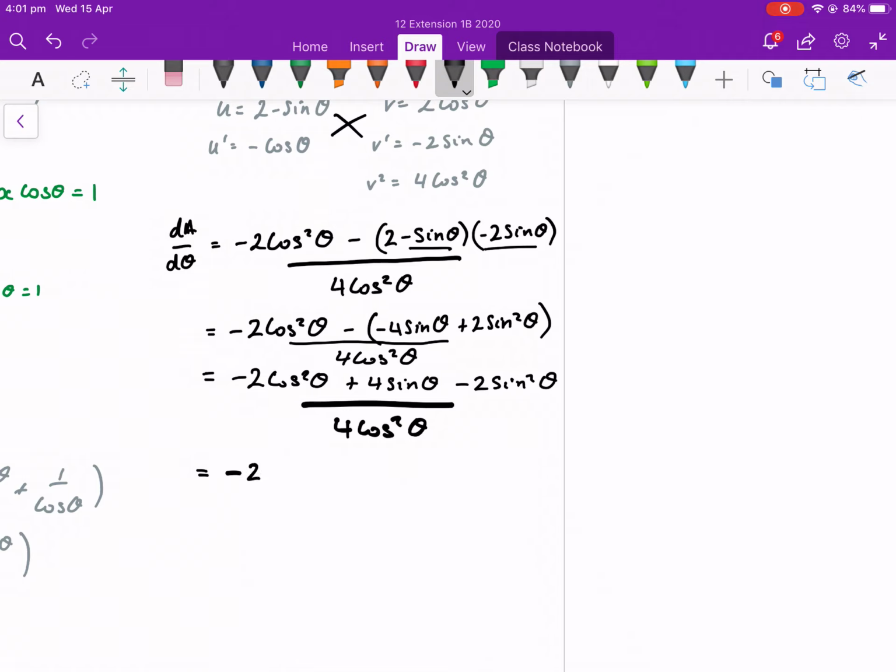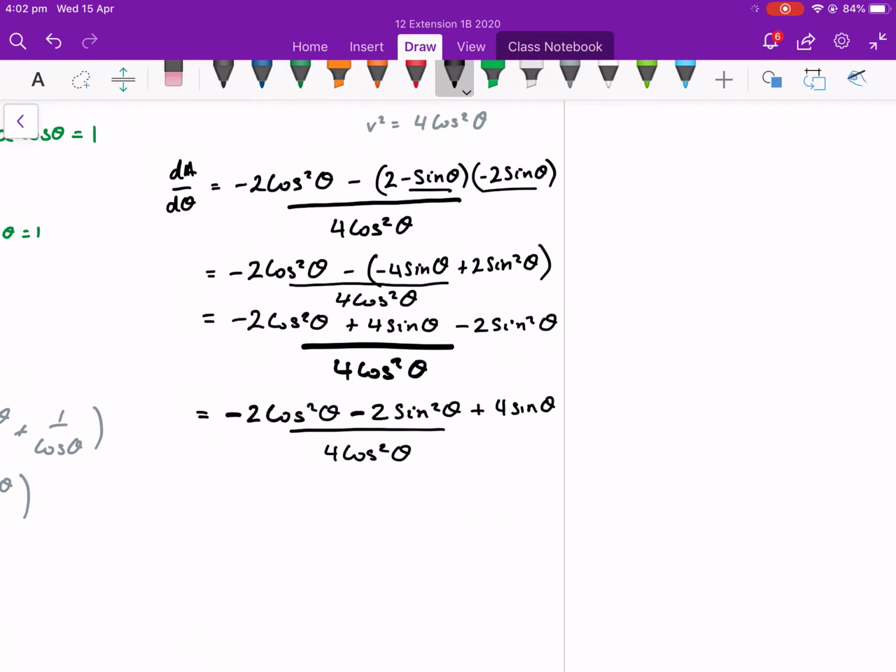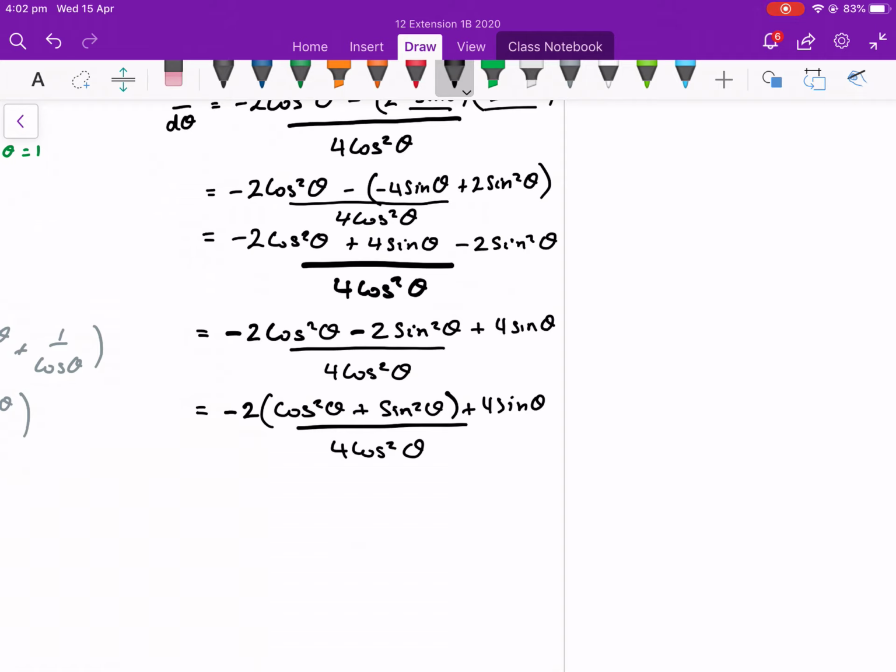I'm going to just write that as minus 2 cos squared theta minus 2 sine squared theta plus 4 sine theta over 4 cos squared theta. And now you can notice we can take negative 2 out as a common factor: negative 2 lots of cos squared theta plus sine squared theta, plus 4 sine theta, all over 4 cos squared theta. And we can go ahead and simplify this because cos squared theta plus sine squared theta is 1. So we end up with negative 2 plus 4 sine theta.